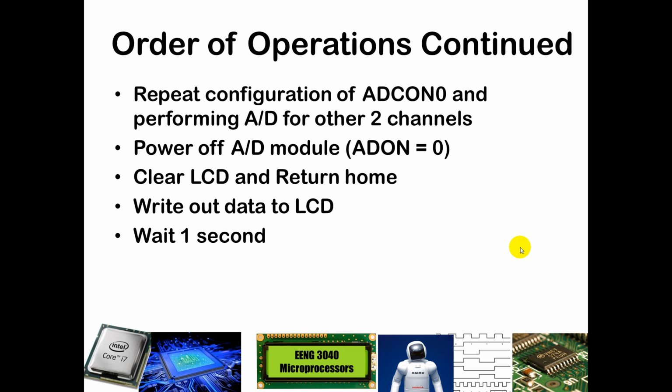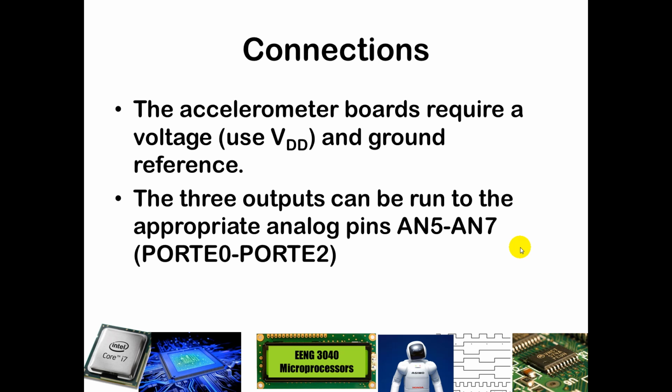So, in terms of connection, the accelerometer board is going to require you to use VDD to power it and a ground reference, and then the 3 outputs will be connected to AN5, 6, and 7, which happen to be on port E bit 0, 1, and 2. And so you can easily just use the wires that come with your trainer kit to connect those particular pins. You don't need anything extra on the breadboard. You can simply use just 5 of the wires that came with your trainer kit.